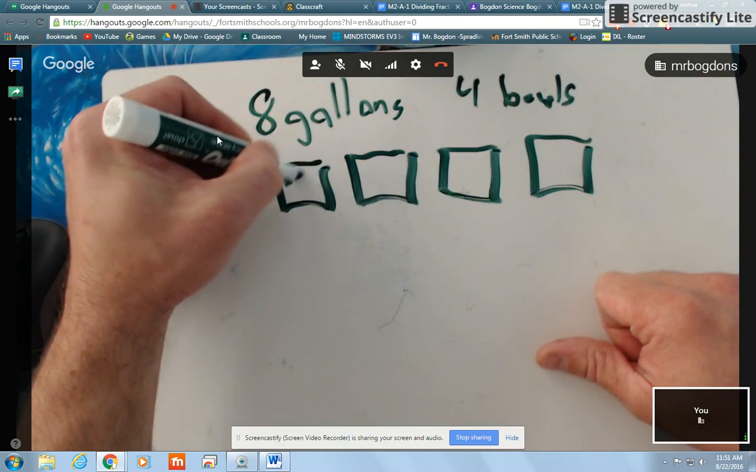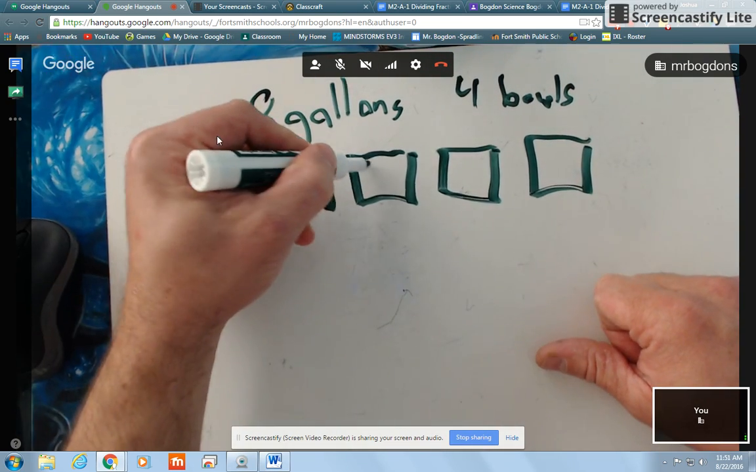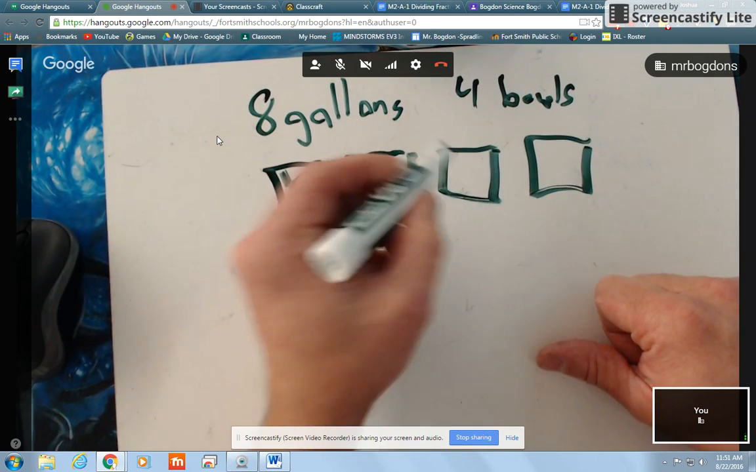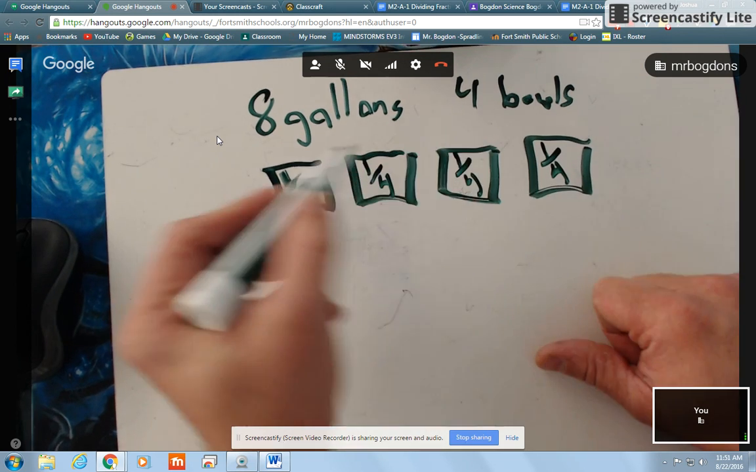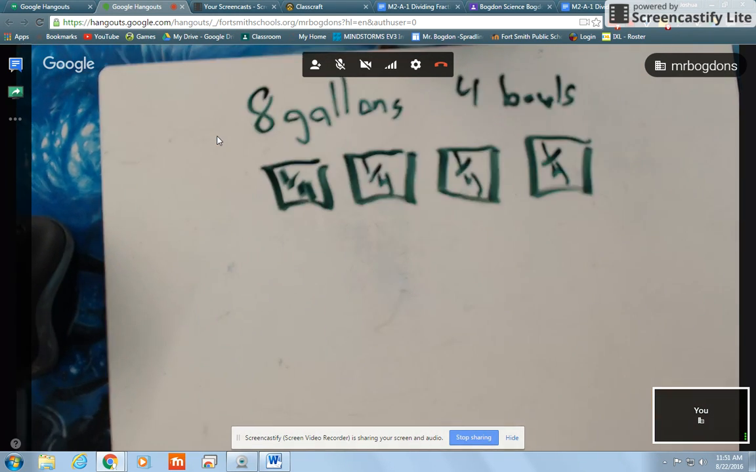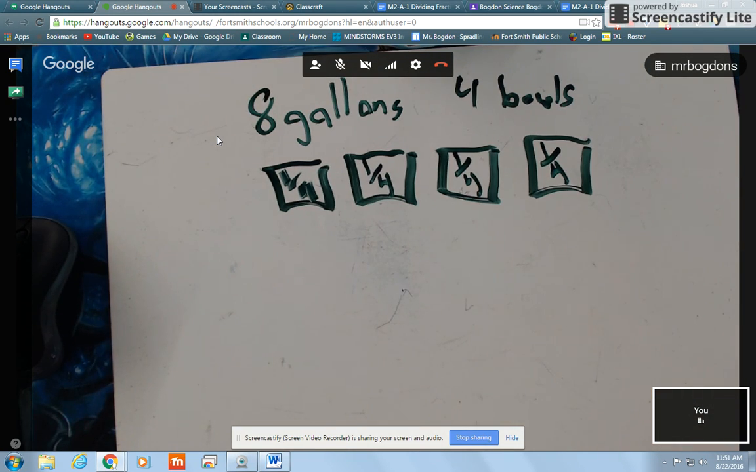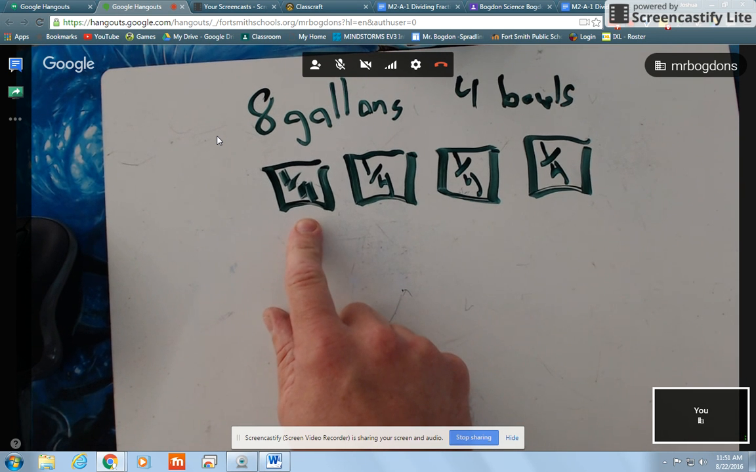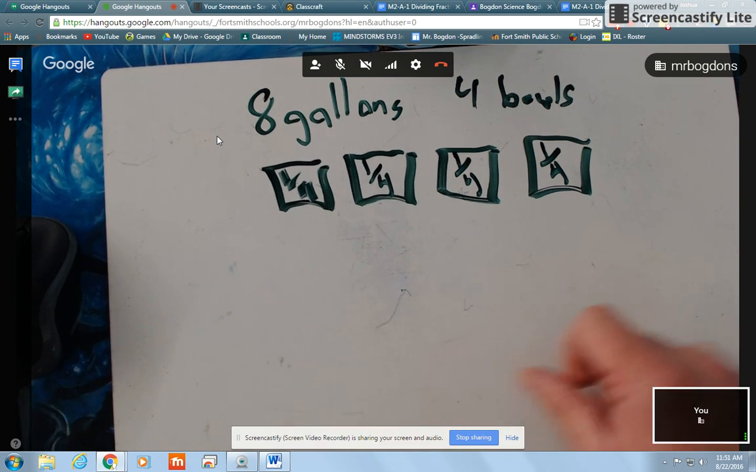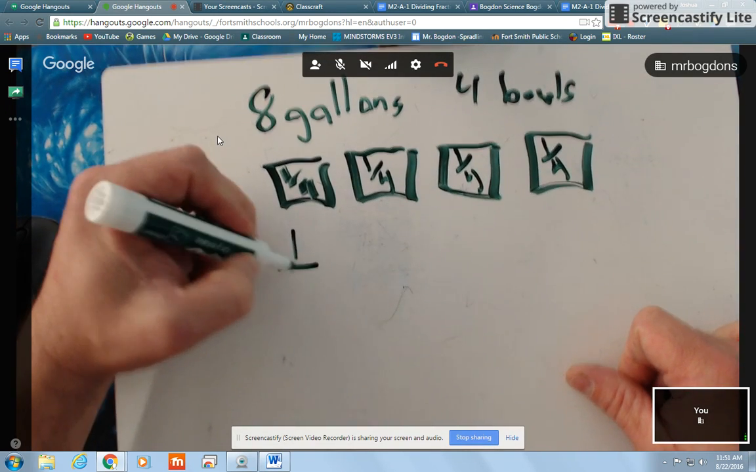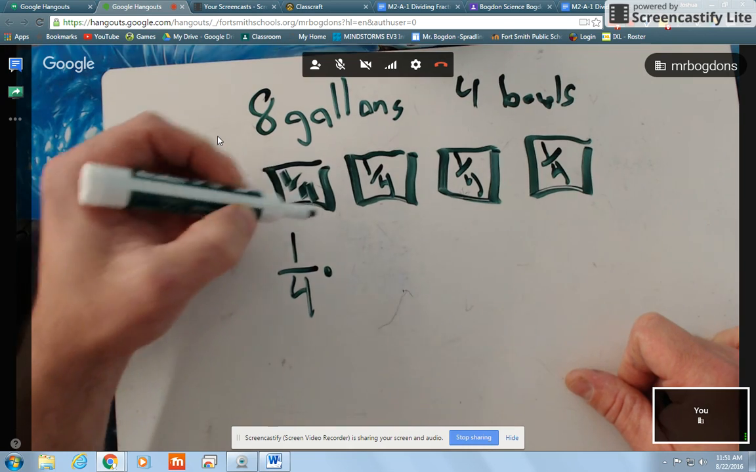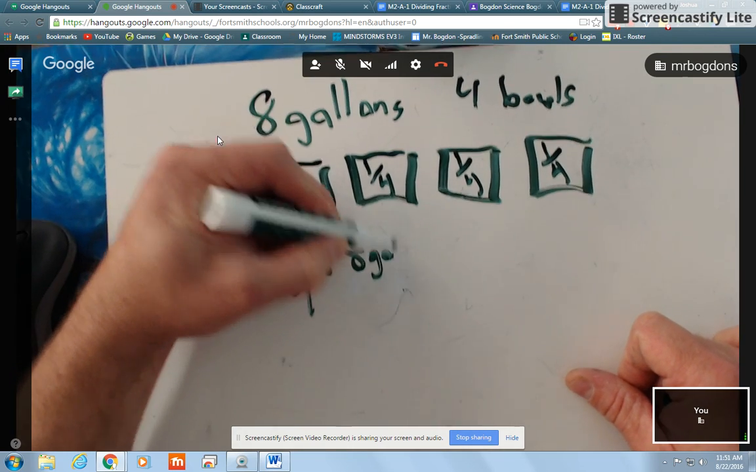This bowl's going to have 1/4 of 8 gallons. Each bowl is going to have 1/4 of 8 gallons. The question is how much goes inside each one? Well, I know that each one gets 1/4 of 8. What does of mean again? Yes, so I say 1/4 of 8 gallons.